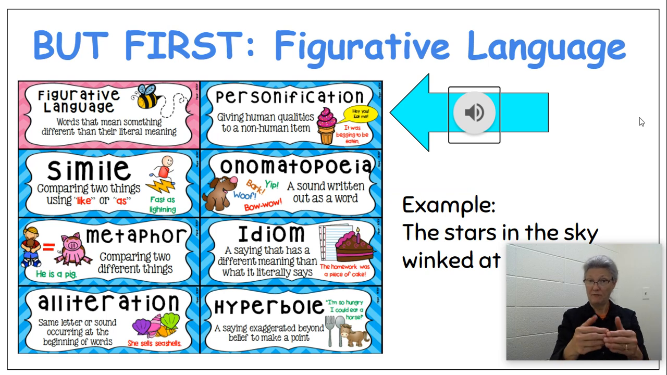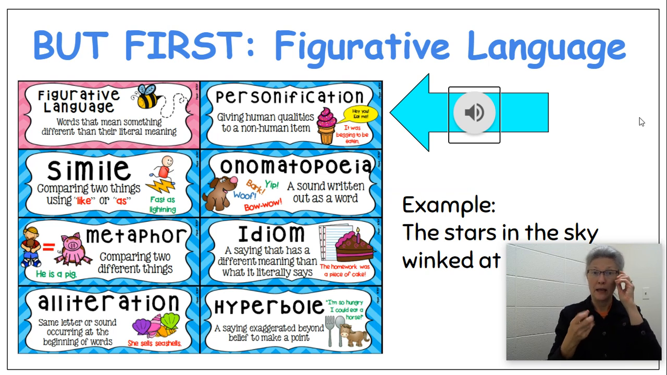Before we begin, I do want to introduce this concept of figurative language to you. Some of you may have heard it, and that's awesome. I am going to go over it just to refresh my memory as well as maybe some friends. Figurative language are words that mean something different than their literal meaning. There are many types of figurative language. If you take a look at the picture below, we have similes, metaphors, alliteration, personification, onomatopoeias, idioms, and hyperboles.